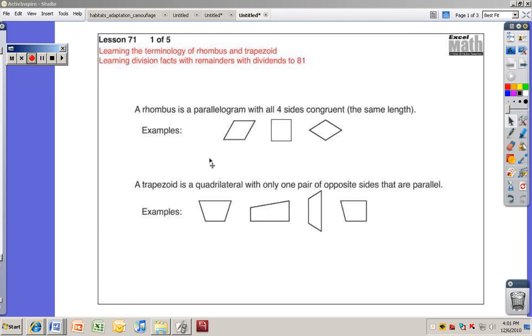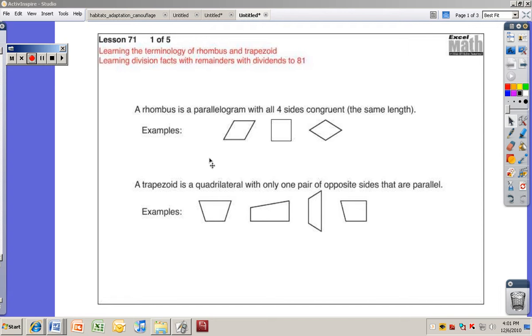This is 5th grade Excel, lesson 71. We're going to be learning the terminology of rhombus and trapezoid, and also working on division facts or remainders with dividends up to 81. So here we go with some geometry first.